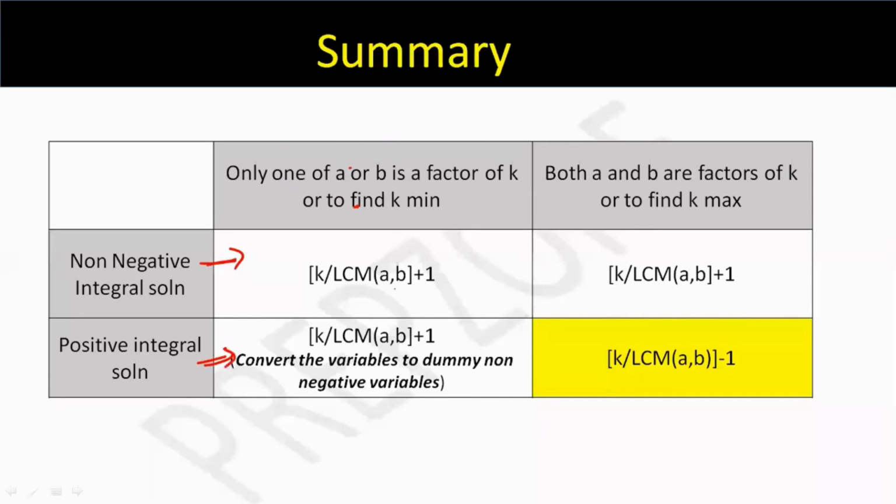The only thing is, see, this formula is same, k upon LCM a comma b plus 1 is same. The only thing that changes is this, which is if you have to find positive integral solutions and the maximum value of k, which you will see in the subsequent slides, then you basically use this particular formula and not anything else. Just everyone please note it down in your notebooks. This is important.